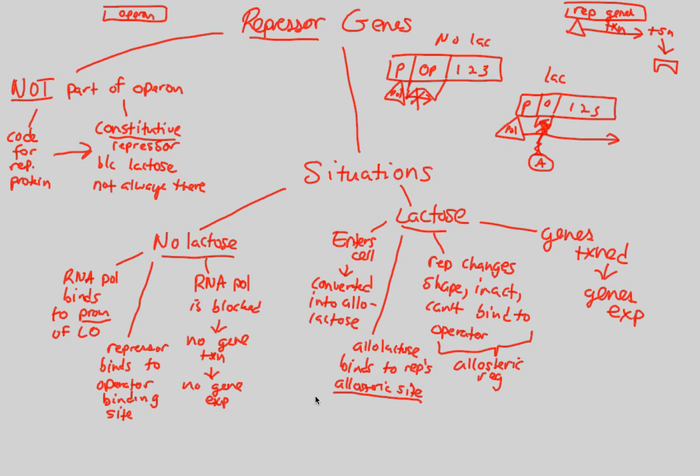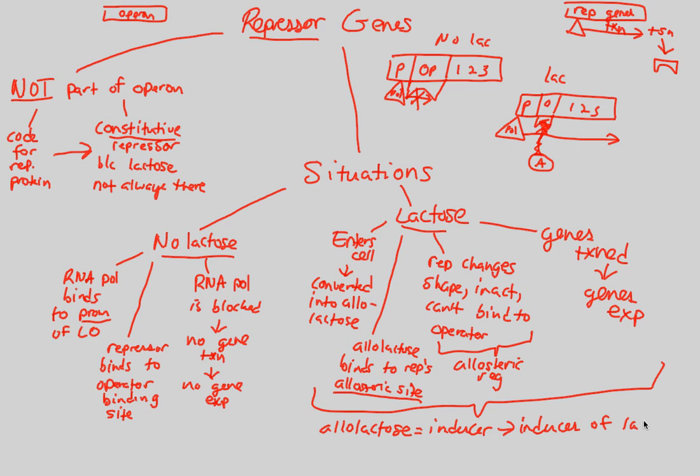So overall, what we can state is that allolactose in this situation can be considered what? Go back to your terms. Allolactose is actually considered the inducer of this situation because as an inducer, it induces or causes the coding of operon genes. How does it do this? It does this by physically, allosterically inactivating the constitutive repressor protein that's usually there.